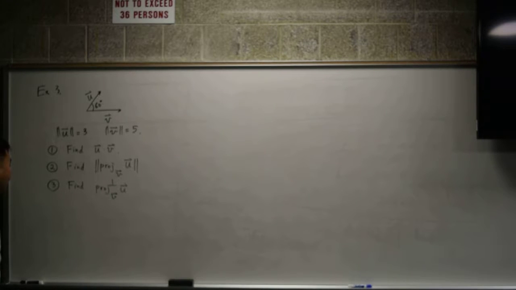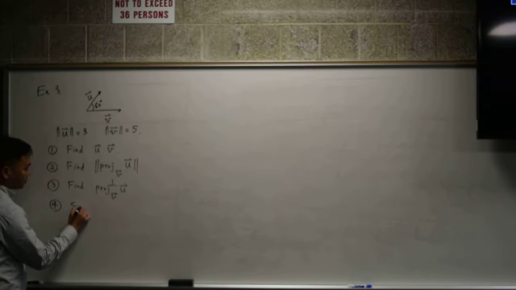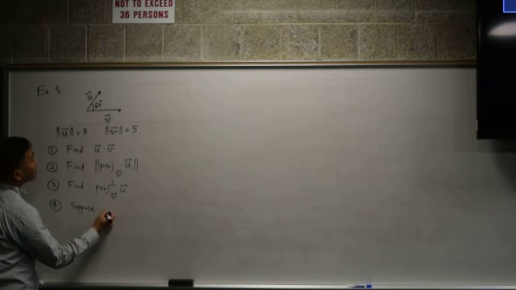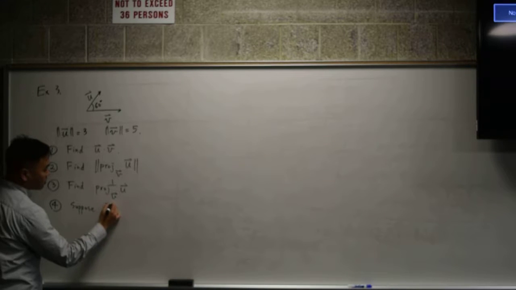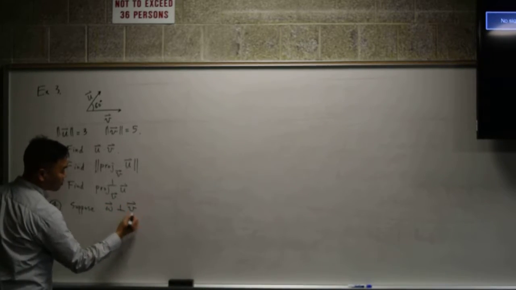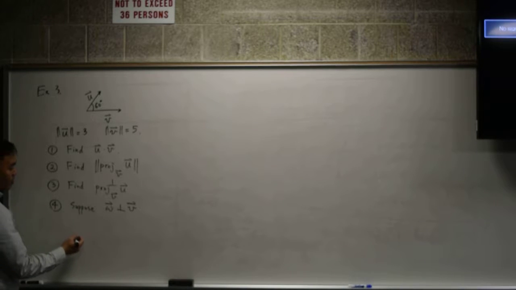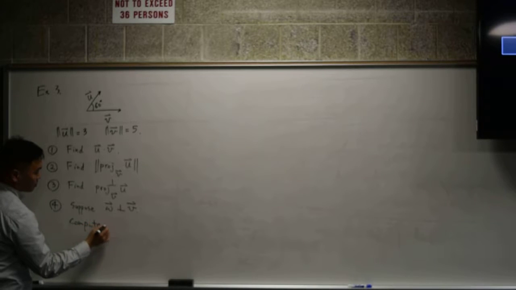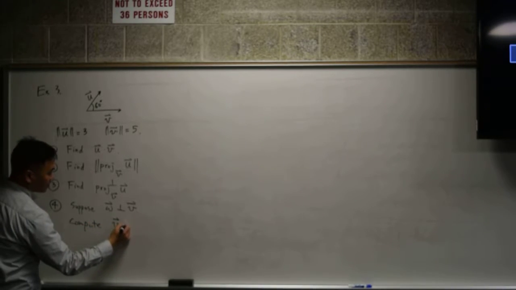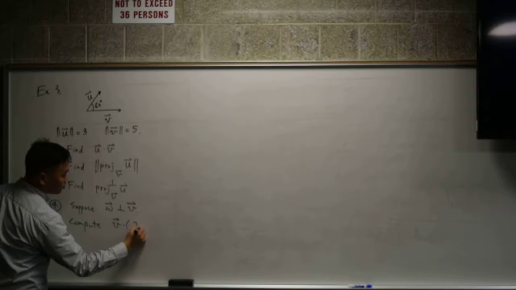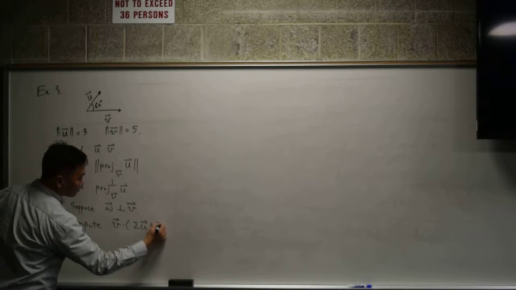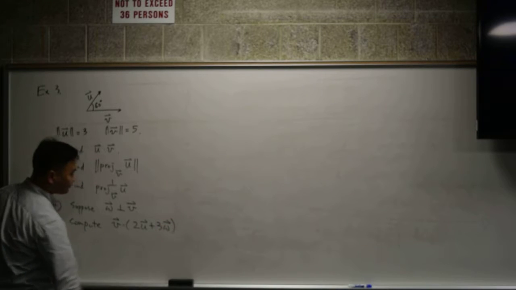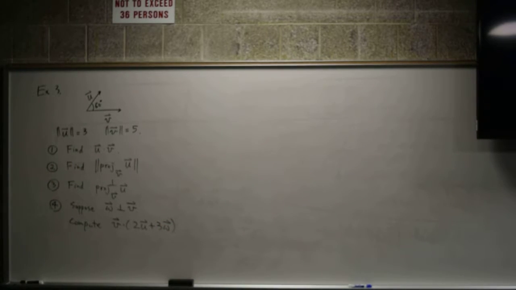Let's think about this. And then number 4, suppose w is a vector that's perpendicular to v. Compute v dot 2u plus 3w. Let's think about this question.